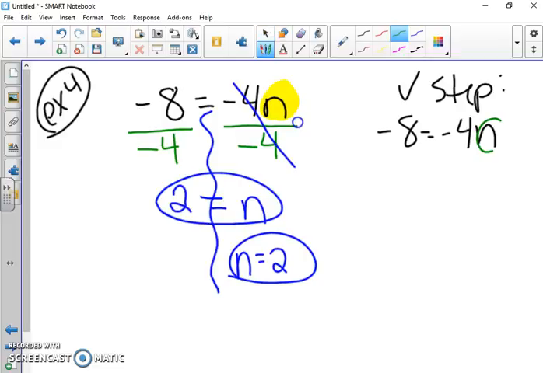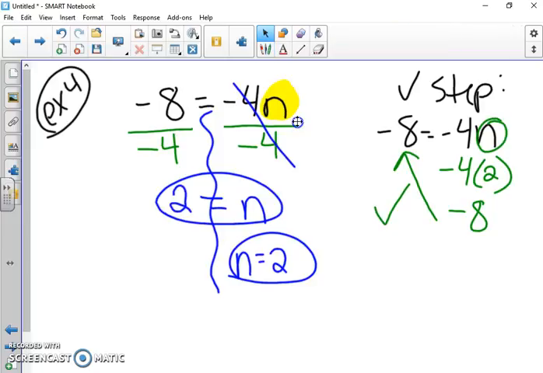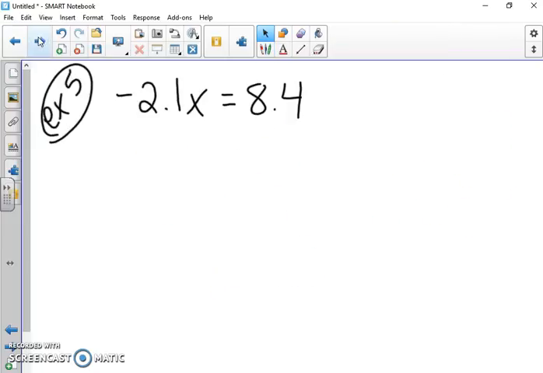Supposedly n is 2. Negative 4 times 2 is negative 8. Yay! That's what we should have gotten. Couple more.